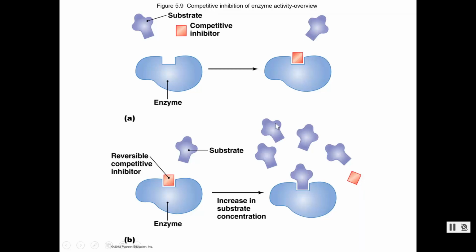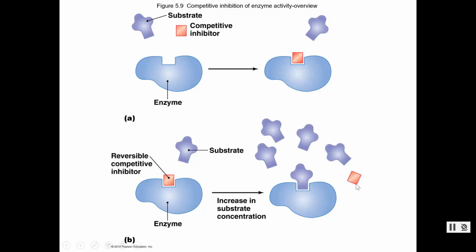And it's also a numbers game. If I have a lot of substrate, then my competitive inhibitor, just by numbers, isn't going to bind that often. If I had a bag full of marbles and there were 10 red ones and only one blue one, well, chances are you're going to get a red marble. If there's a lot of substrate, then it's going to outcompete this inhibitor.